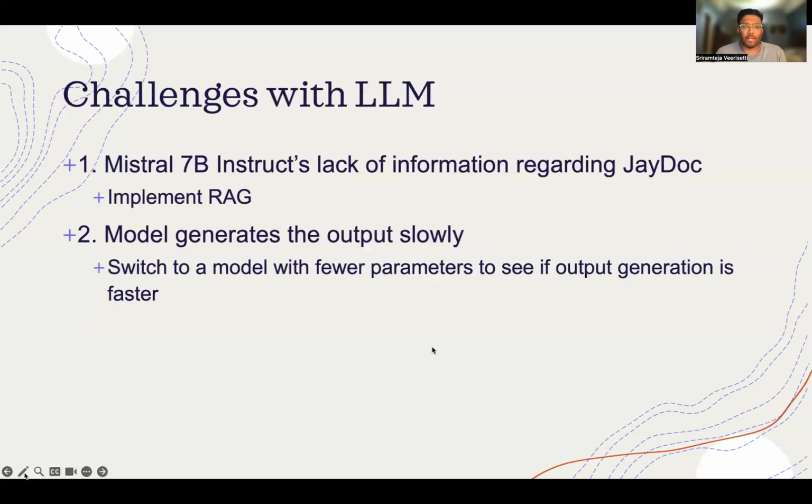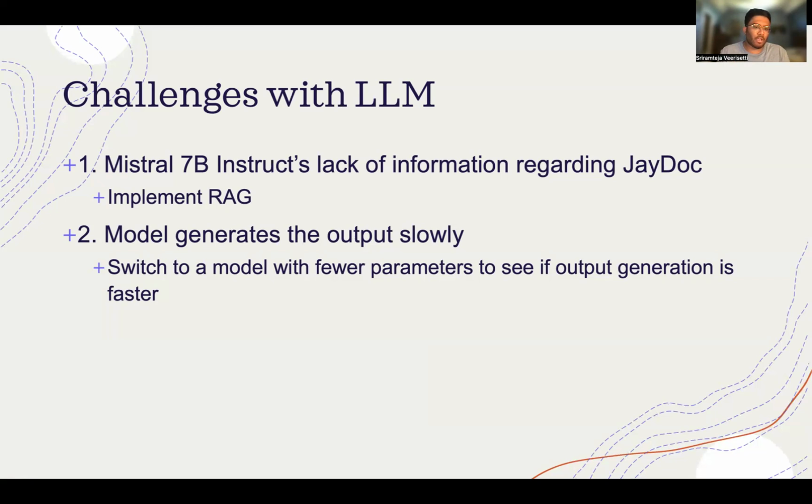There have been a couple of challenges that I've noticed. Number one, I think that the native Mistral 7b instruct model doesn't have a lot of information about JDoc, which ended up creating some pretty non-relevant outputs without using RAG. When I did implement RAG, I noticed a pretty significant improvement in the model's ability to generate a proper and relevant output, which is good.